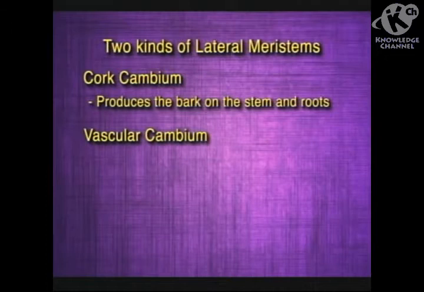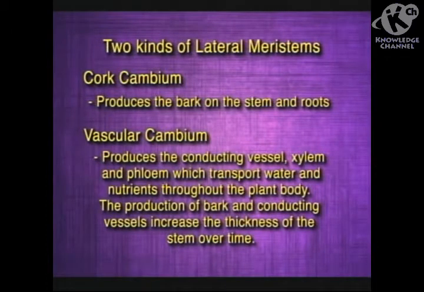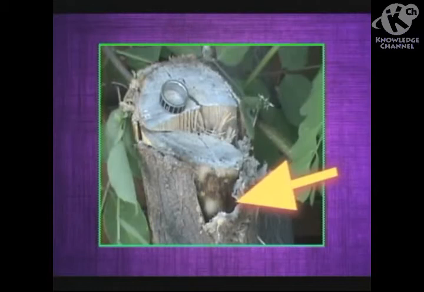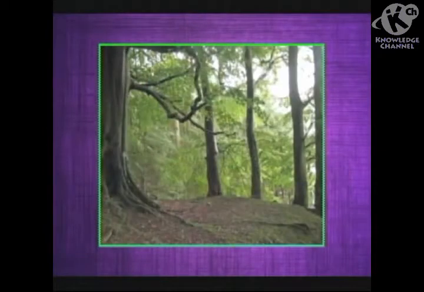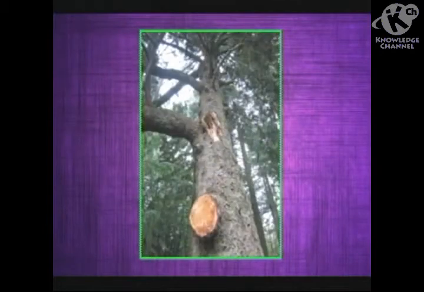The vascular cambium produces the conducting vessels, xylem and phloem, which transport water and nutrients throughout the plant body. The production of bark and conducting vessels increases the thickness of the stems over time. Because flowering plants have a vascular cambium and can grow thicker over time, they also grow taller, as nutrients can still be transported efficiently from the root of the plant all the way to the tip.